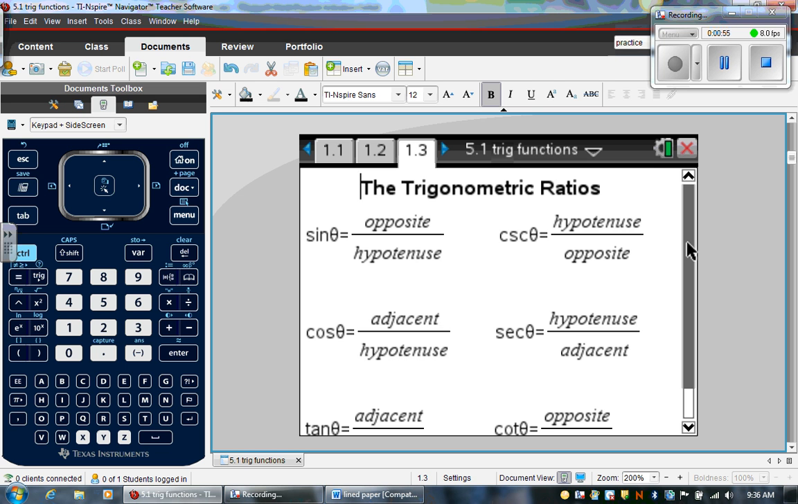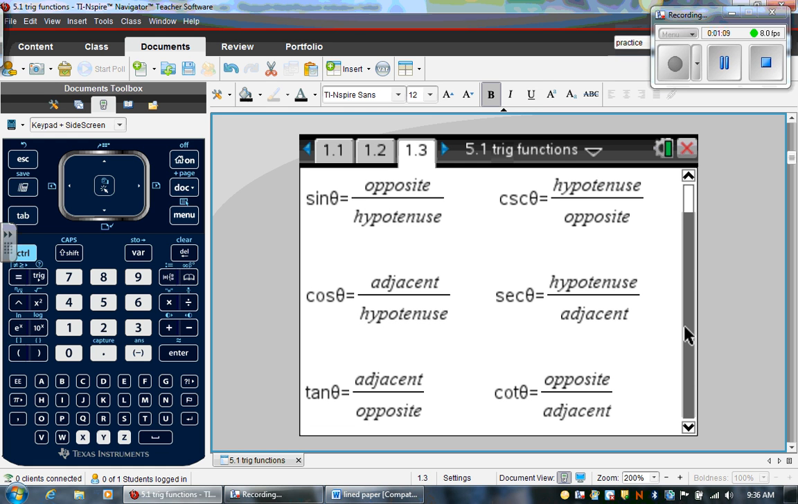Just a reminder, our trig ratios: sine is opposite over hypotenuse, and going along with its reciprocal trig function, cosecant, that's going to be hypotenuse over opposite. So again, it's just the reciprocal of the ratio. Cosine is adjacent over hypotenuse. Secant is hypotenuse over adjacent. Tangent is adjacent over opposite. And cotangent is opposite over adjacent.